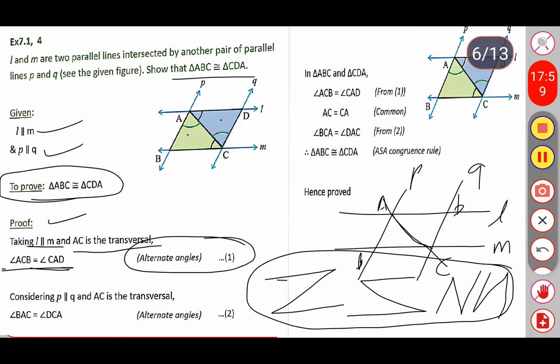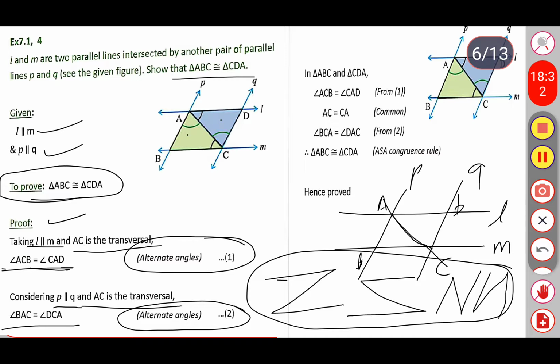Next one, consider the second pair of the parallel lines, that is P and Q. P and Q are the two parallel lines. Here also AC acts like a transversal. With the help of this transversal, we get one more pair of alternate angles, that is angle BAC, which is equal to angle DCA. So consider that one as equation 2. Okay, so we have two equations here.